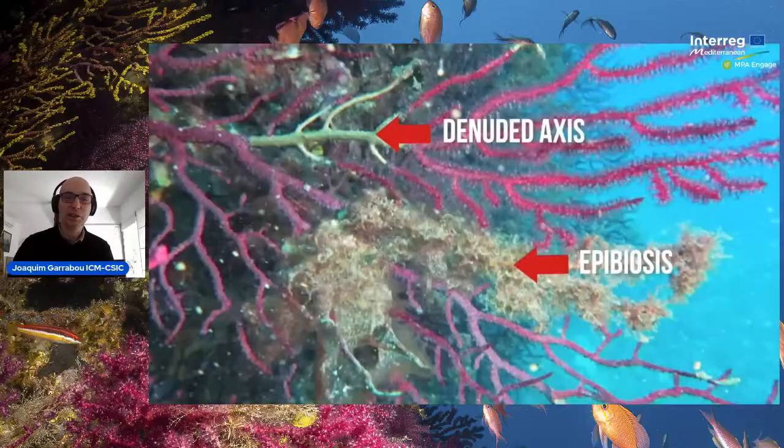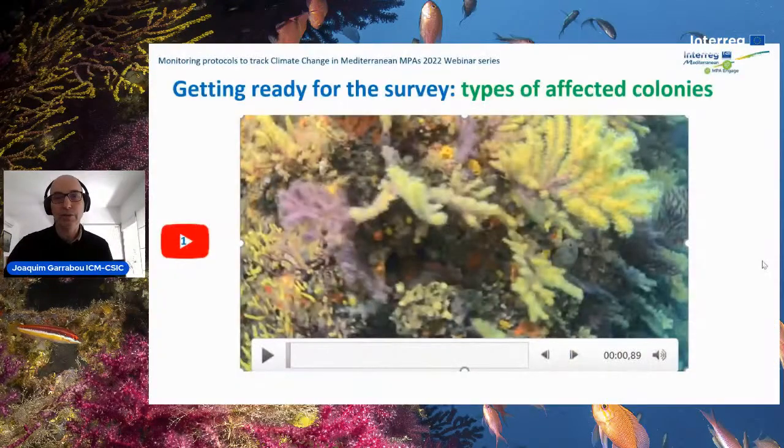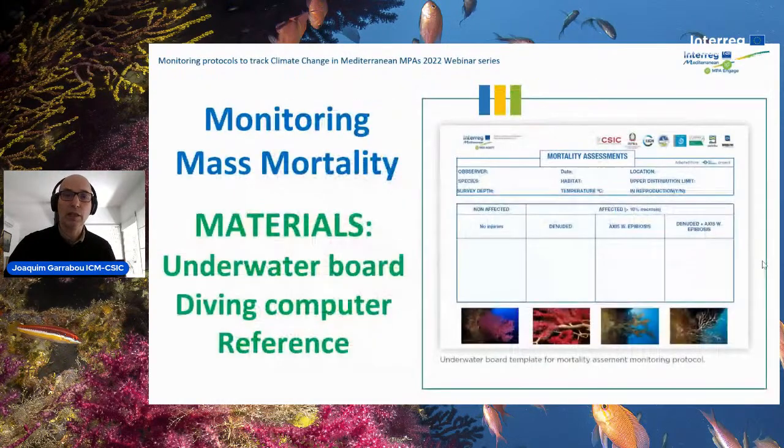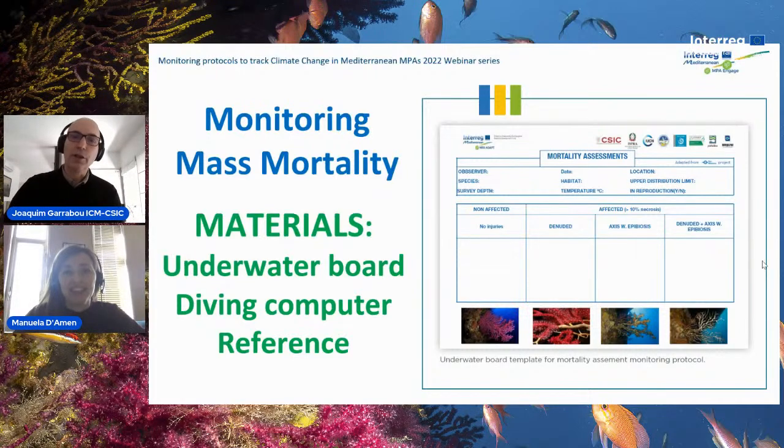Sorry about this. This is a little bit tricky, not being able to see what is going on. But yeah, this is the way that we can quantify the different affected colonies. So we have the healthy ones and... You see my presentation back now? Sorry about asking this, it's going to be complicated. Yes, we can. Okay, thank you.